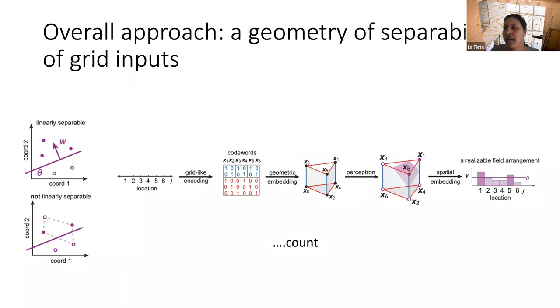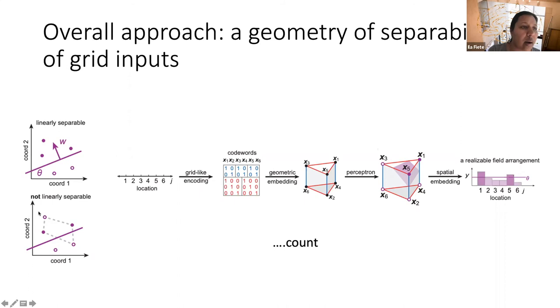So what we need to do is, first of all, understand the geometry of these inputs, how they are structured. And then counting is a question of drawing hyperplanes and asking how many different combinations, how many different dichotomies, I can construct in the space. So here is our standard perceptron-type result.